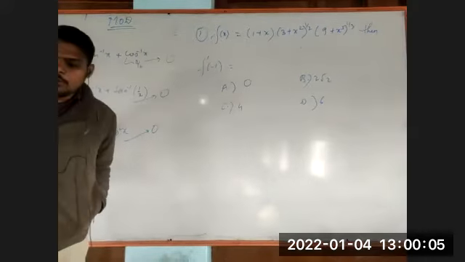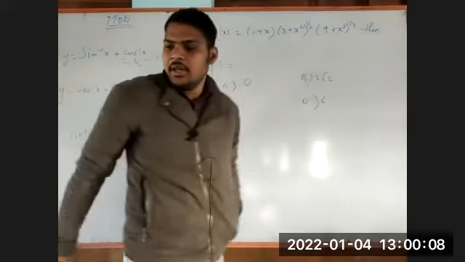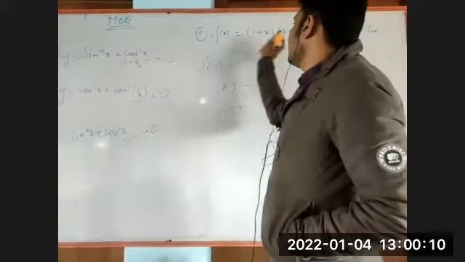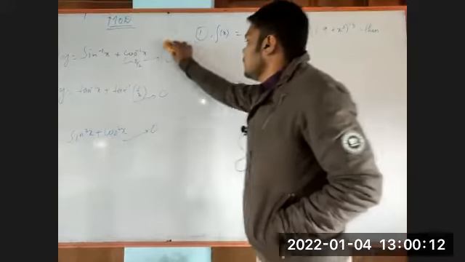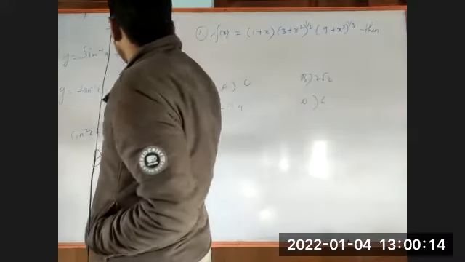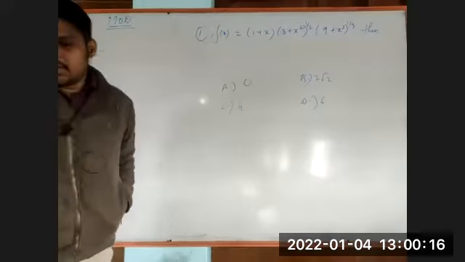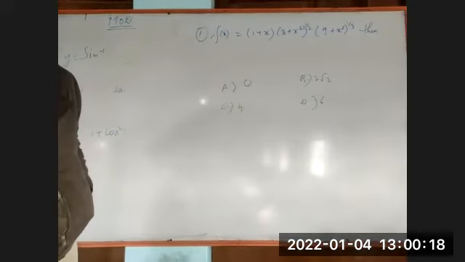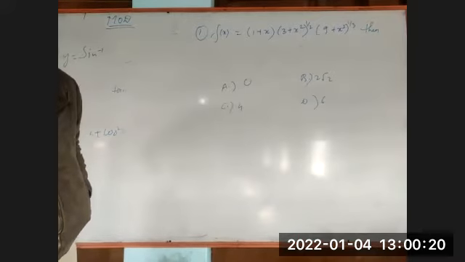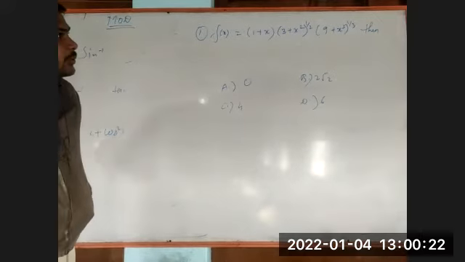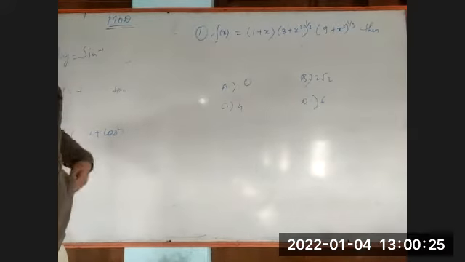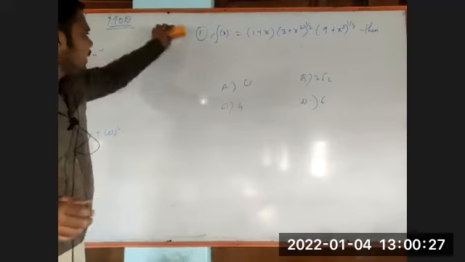The problem is for IIT only. If f(x) is equal to (1 + x)(3 + x²)^(1/2)(9 + x³)^(1/3), then f'(-1) is equal to what?